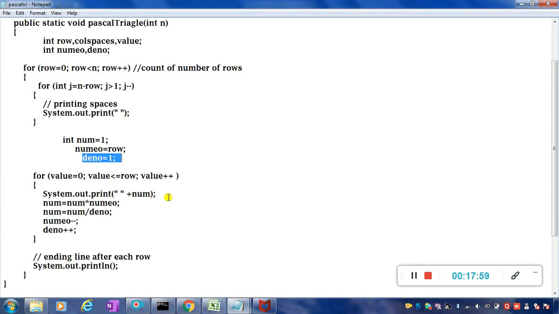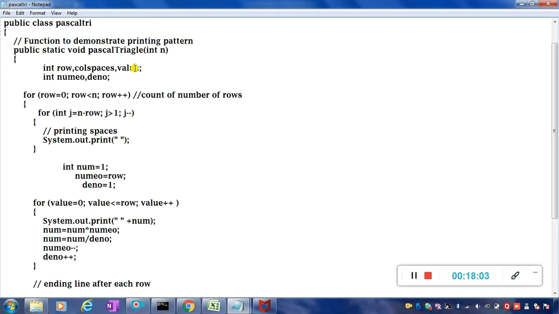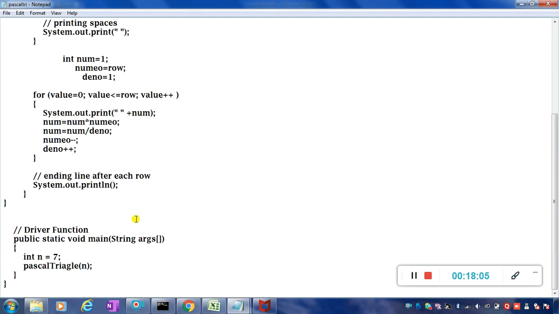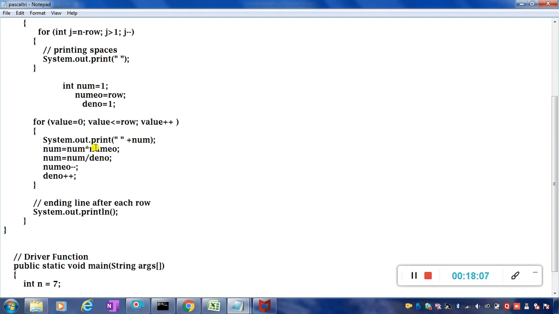Now actually I have to print the values. So here I have declared a variable value. Now the value is 0 and value is less than or equal to row. That is, I am printing the first row, that is the 0th row. I am printing the value of num. Value is what? 1.